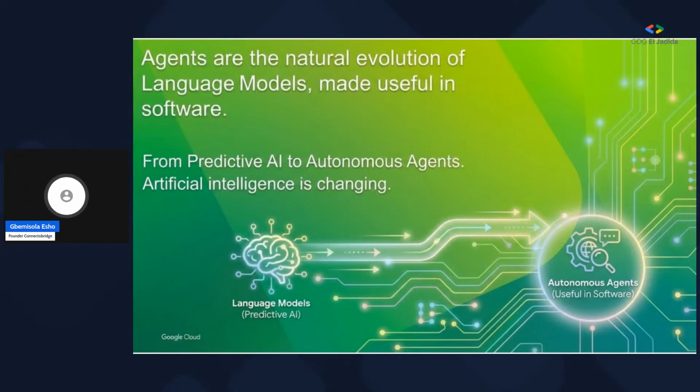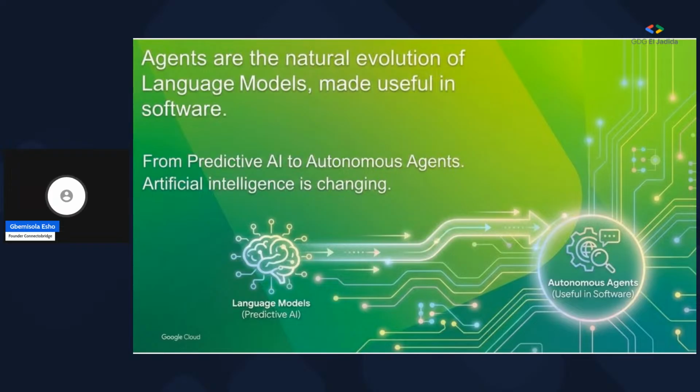Agents are the natural evolution of language models. Many of us are familiar with language models. We call them different names, ChatGPT, Gemini, Claude, but basically they're large language models. And an agent is an evolution of that. Simple. That is what an agent is, and it is made useful in software. We moved from predictive AI to generative AI, and we are now onto autonomous agents.